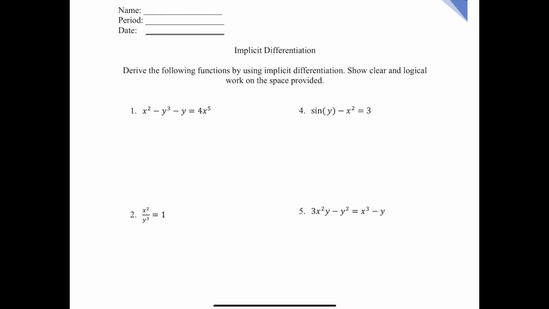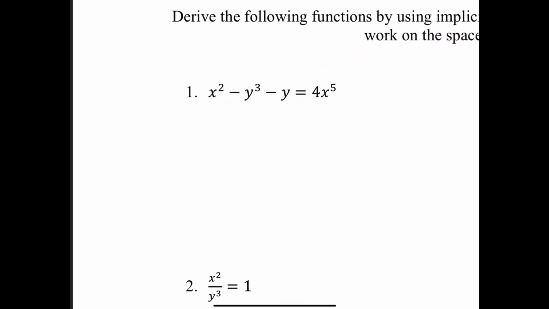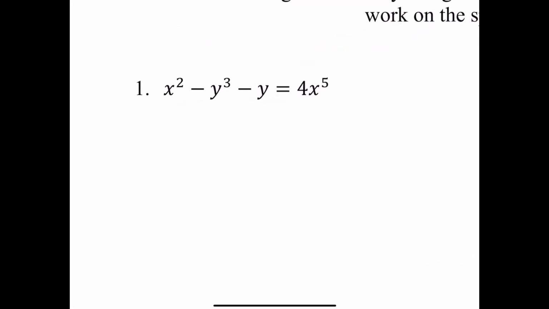Okay, this video is on implicit differentiation. So derive the following functions by using implicit differentiation. Show clear and logical work on the space provided. Okay, number one, we have x squared minus y to the third minus y equals 4x to the fifth power.